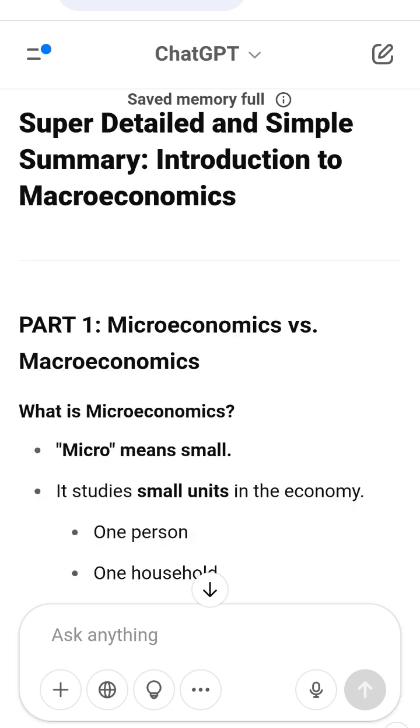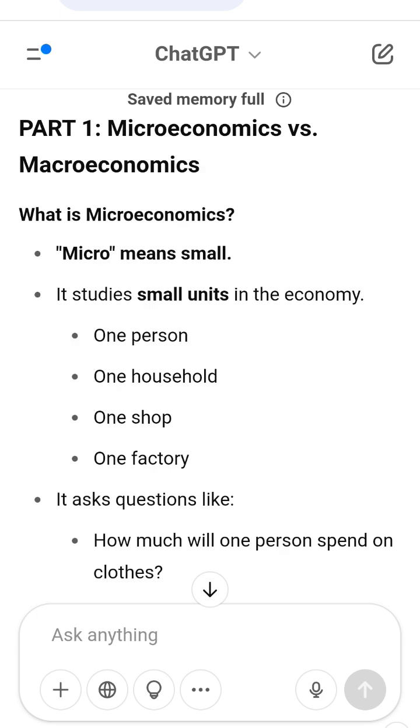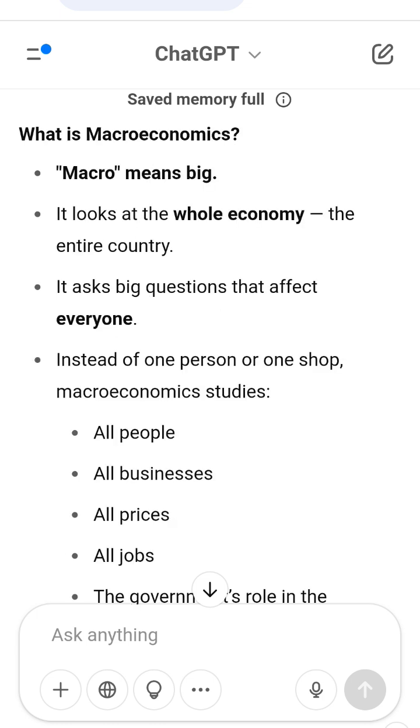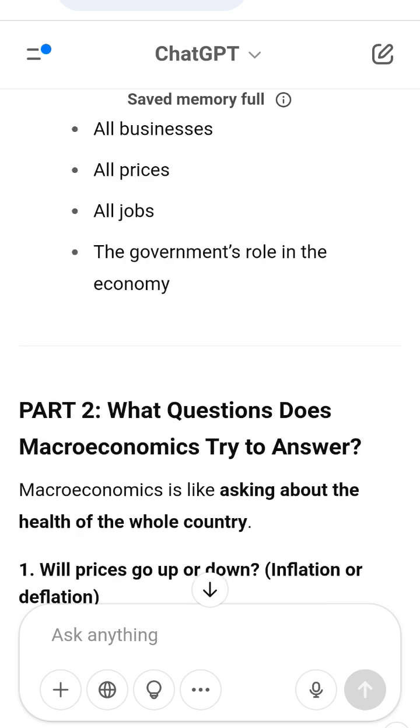Example, when one part falls, others fall too. Let's say many factories close down. People lose jobs. They stop buying things. Shops earn less money. Shops also close. More people lose jobs. This is called a negative cycle. Macroeconomics watches and studies how everything moves together to help stop bad cycles and support good cycles.